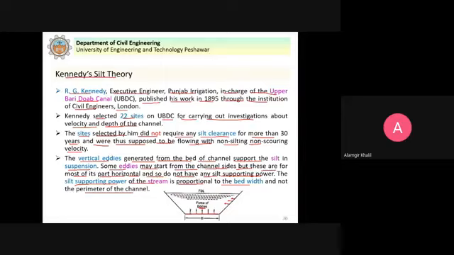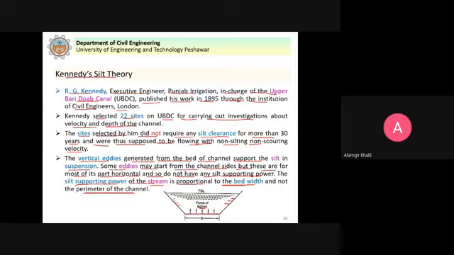This is required because if the silt keeps on settling, then in the long run it will affect the discharge carrying capacity of the channel. So according to this theory, the side eddies which are generated from the sides do not have silt supporting power. So the silt supporting power of the stream is proportional to the bed width and not the perimeter of the channel.